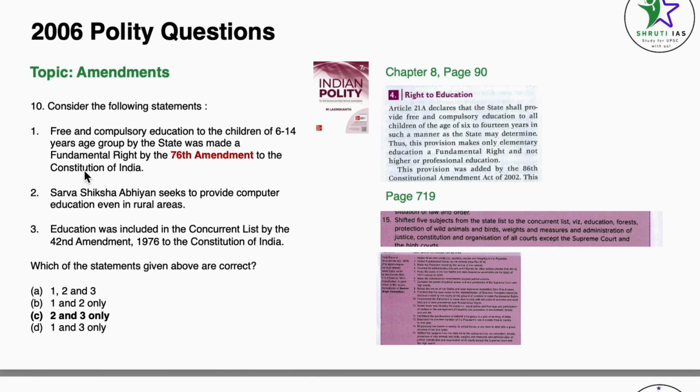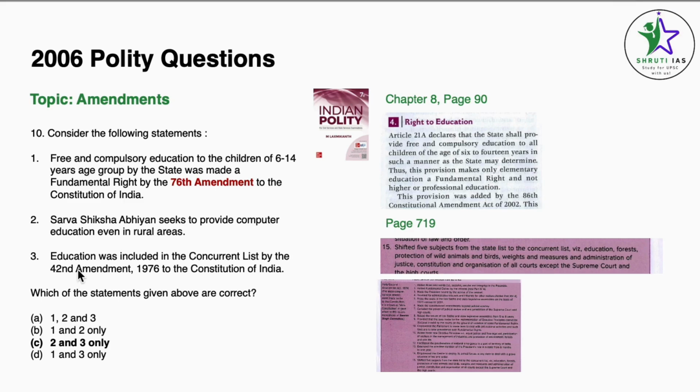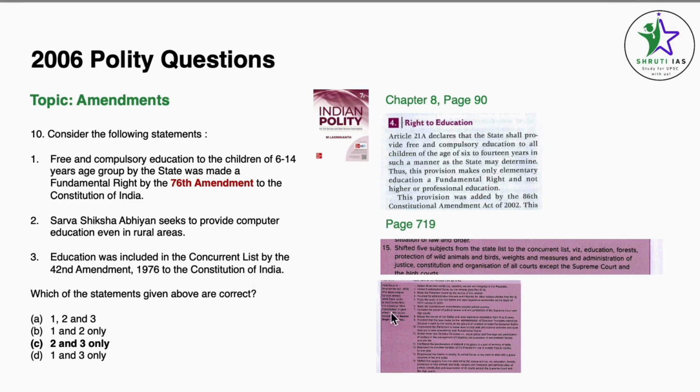Point number 3. So 2 is not in Lakshmikanth because it's not really necessary to polity. Coming to point number 3, education was included in the concurrent list by the 42nd Amendment 1976 to the Constitution of India. So for this we can go to constitutional amendments at a glance in Lakshmikanth, which is given on page number 719. And if we look under the 42nd Amendment Act of 1976, point number 15, it says shifted 5 subjects from the state list to the concurrent list: education, forest, protection of wildlife and birds, weights, measures, and administration of justice. So a correct answer becomes 2 and 3, and 1 is incorrect as we have just seen.